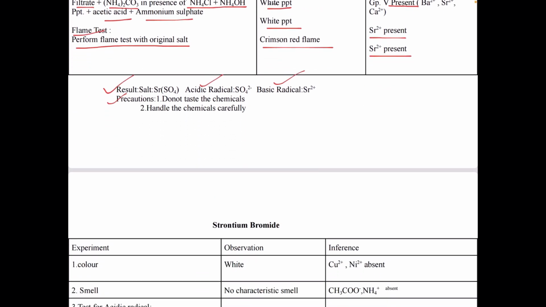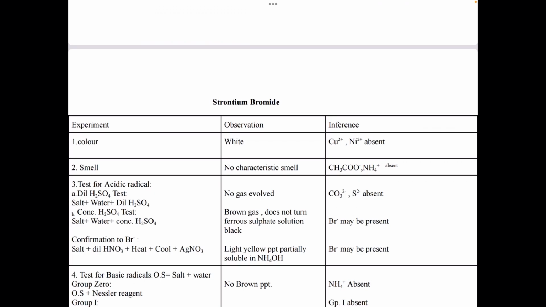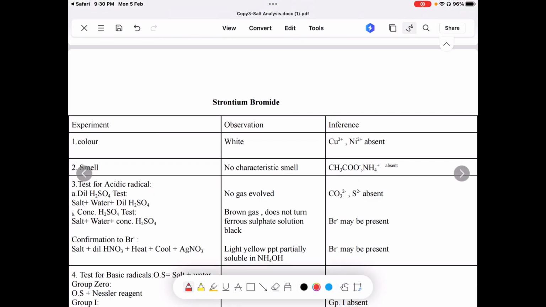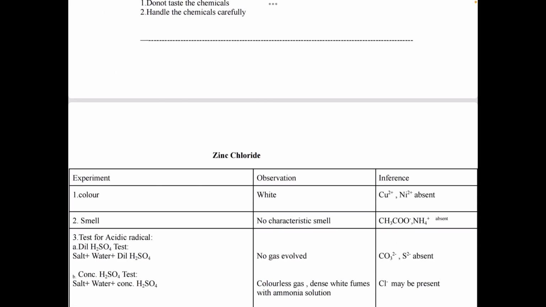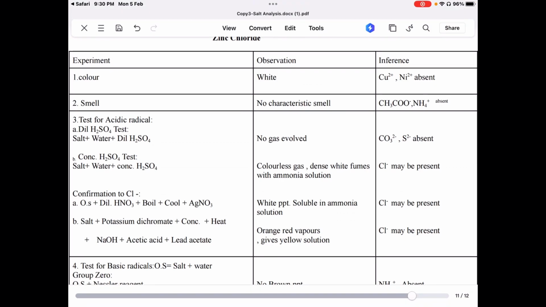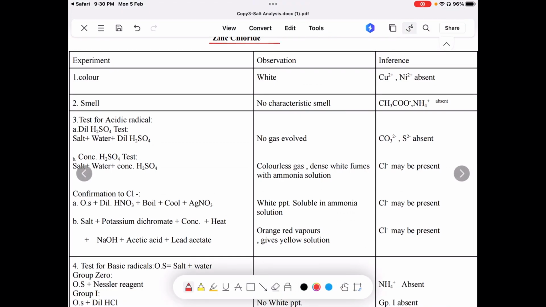Similarly, we write salt scheme for strontium bromide, for zinc chloride in a similar manner.